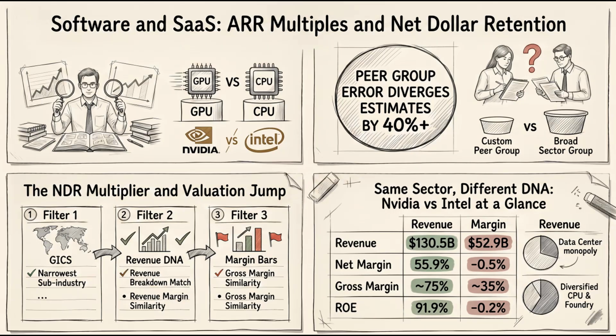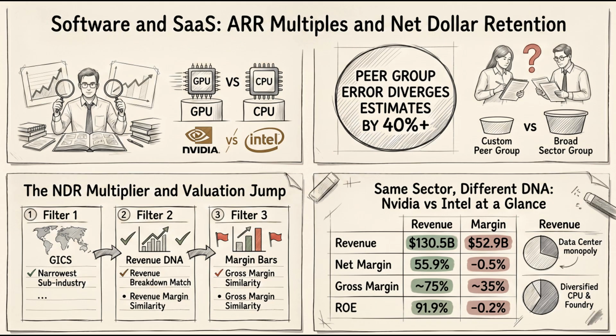Software and SaaS companies are valued on annual recurring revenue, or ARR, multiples rather than earnings because they reinvest so heavily in growth. The median public SaaS multiple entered 2026 at 6 to 7 times enterprise value to revenue. However, the real differentiator is net dollar retention, or NDR, which is the percentage of recurring revenue retained and expanded from existing customers. Companies with NDR below 100% typically trade at 1.2 times revenue.